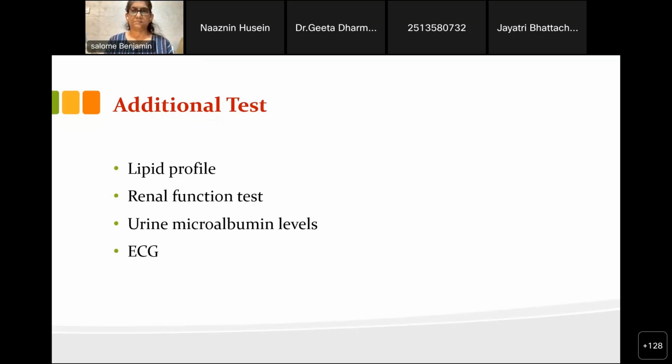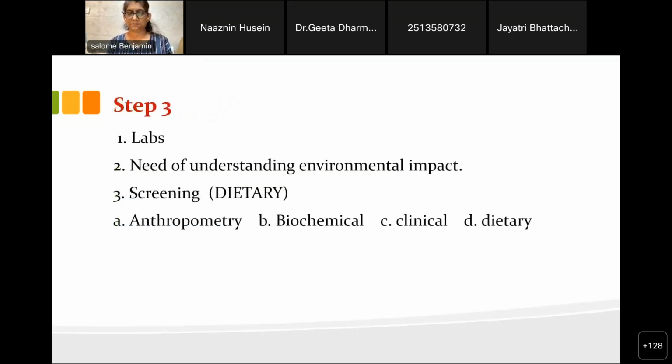The next slide. So step 3. We've talked about step 1, the next slide, step 2, and now step 3. You've learned the patient's nature of diabetes. You've learned the environmental impact. You've learned the labs. Now you screen the patient for diet recall. Next slide. So then the diet recall.